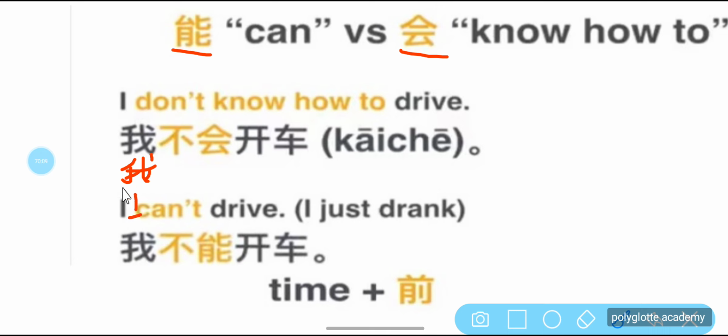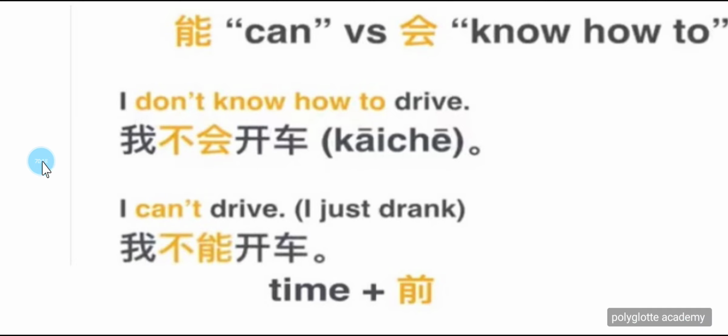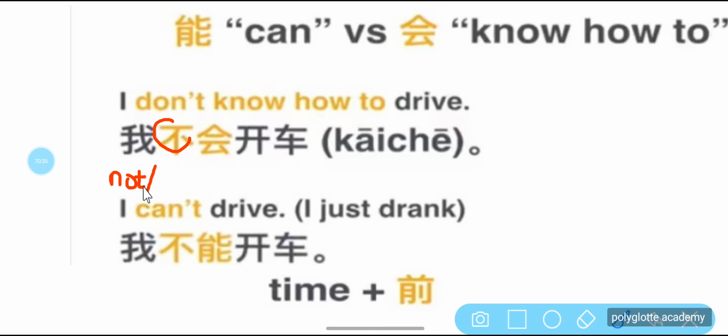So that is it. Wo, which means I or me. And then we have pu. Pu, which means not, or you can have don't. 很好. Pu, which means not or don't.